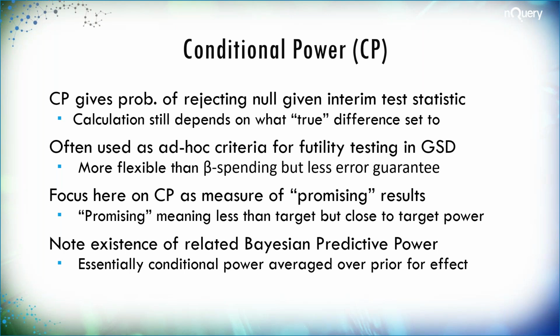It's more flexible than the error spending approach that I outlined in the previous example, but obviously your error rate guarantee isn't quite as high in that case. I should note that the calculation still requires you to make an assumption about what you think the true difference is, and it makes a difference whether you choose to go with the original effect size you set or the interim estimate of the effect size as being what you think is actually happening underneath the hood if you apply it to the population.